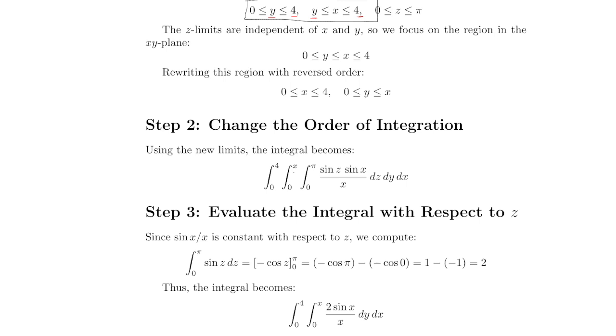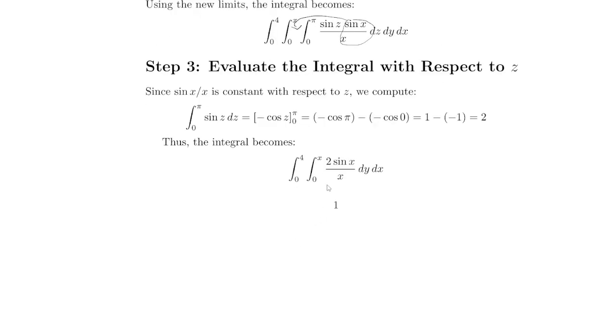So sine of x over x, you can think of that as a constant. So just think of this as coming outside. And then we integrate sine z, which is negative cosine z, from 0 to pi and end up with 2. So we have 2 times sine x over x. And we're going to integrate this with respect to y first. Well, notice that 2 sine x over x is a constant. So if I integrate this, I just multiply this constant by y.